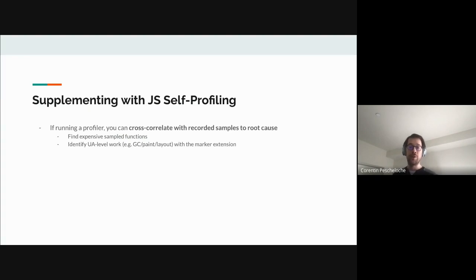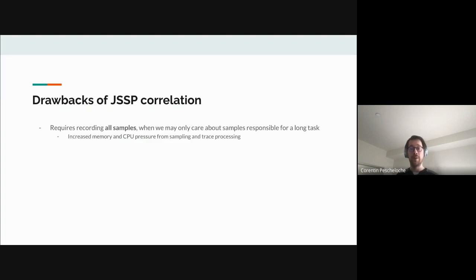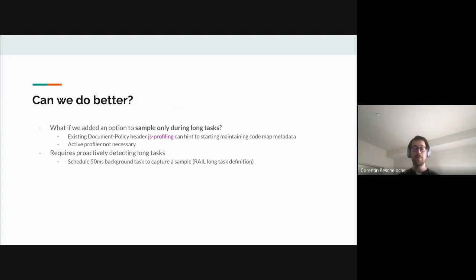But this approach's main drawback is that it can be quite expensive to run. It requires web developers to record all the samples to be able to correlate them with a long task that has been observed. So this approach is going to increase the memory and CPU pressure and is more intrusive than the long task API alone. So we are wondering if somehow we could limit a sample to when a long task is detected.